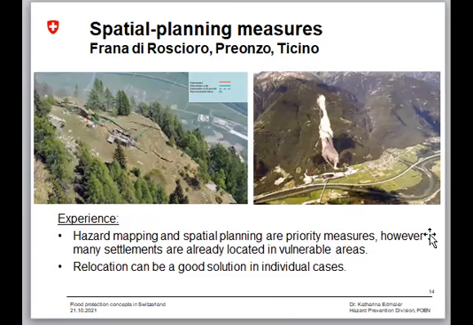So I have also an example of spatial planning measures. It's the village Frana di Rossiro in Ticino. There's an industrial area, you can see it here, and it is situated just below a landslide area. You can see the starting landslides up here. So there's the industry just below. And the main part of this industry could be relocated to the other side of the valley. Of course, you need alternative locations for this measure with same or similar conditions, and this is not always the case.